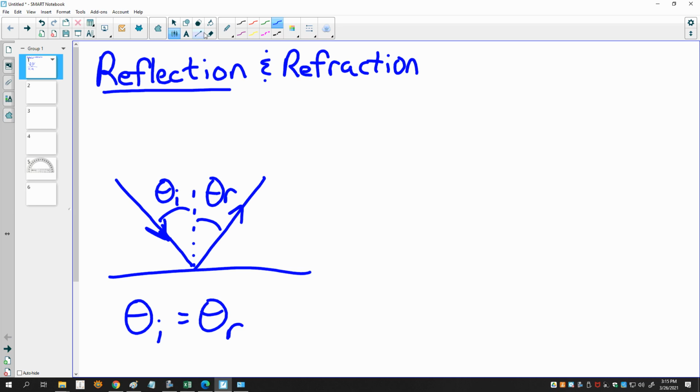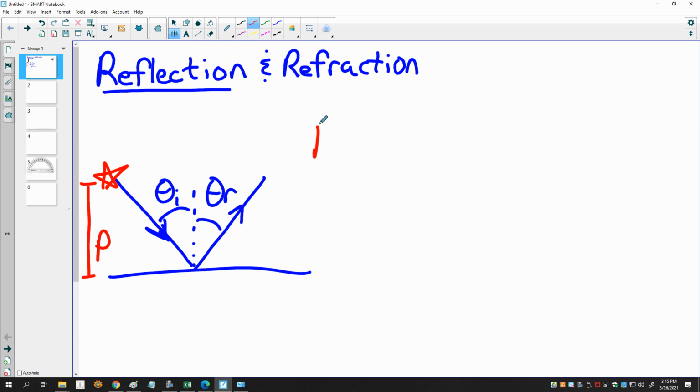Now, the way that we determine the image in this object, let's say that this ray originated from a star or some object. We call this distance the object distance. So P is the object distance. The object distance is the distance from the reflective surface to where the object is.